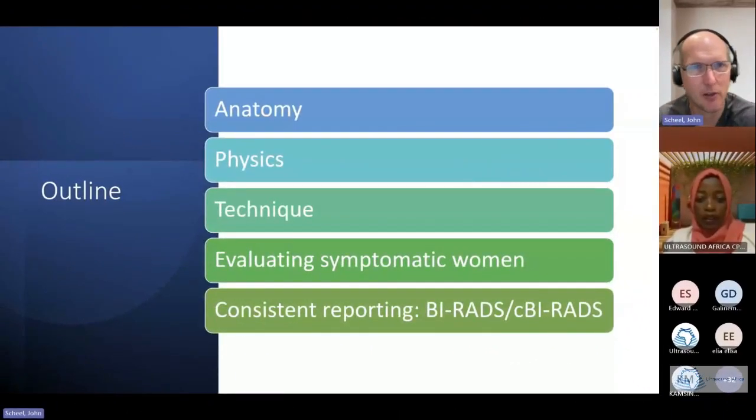So the outline of my talk is going to be going over basic anatomy for breast ultrasound, some basic physics and why it's important, some technique to hopefully optimize your imaging and to make you better interpreters. And then the largest sections of my talk will be on evaluating symptomatic women and reporting using BI-RADS or condensed BI-RADS. And hopefully by the end of this talk, you will understand why it's important to have a systematic approach to doing breast ultrasound.